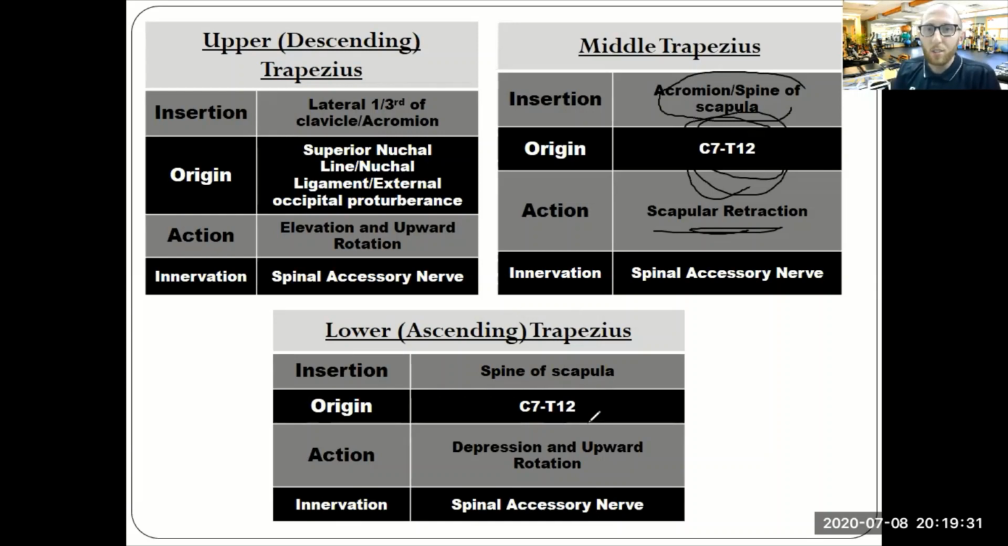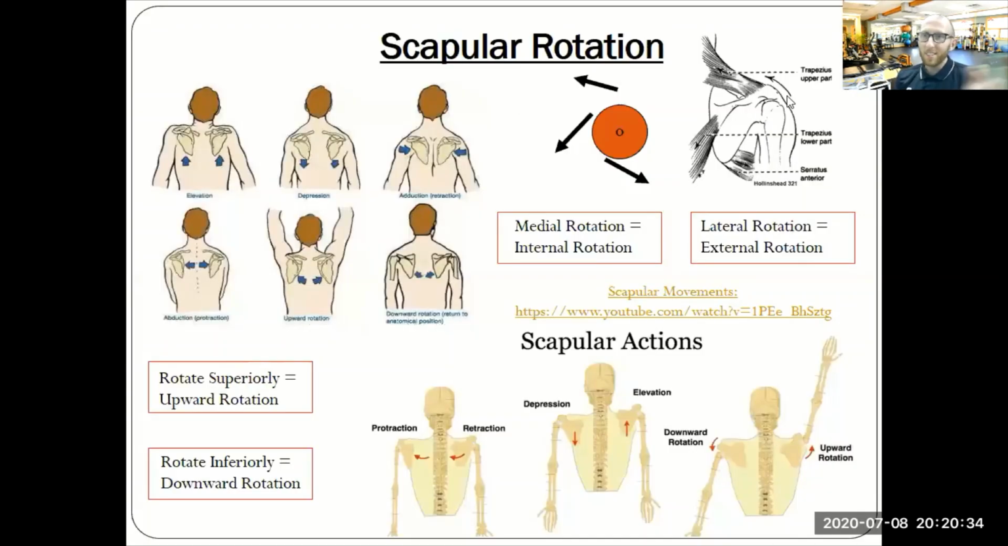Down here in the lower traps, we're talking about the spine of the scapula, so now we're all the way over in the middle, as low as you can go, and it does depression and upward rotation. If these actions don't make sense yet, that's all right. Come back to the tables after we learn the actions. Professor Klein moved the slides all around, so I jumped way down in the PowerPoint, if you're following along, to the scapular rotation slide, just to talk real quickly about the actions.